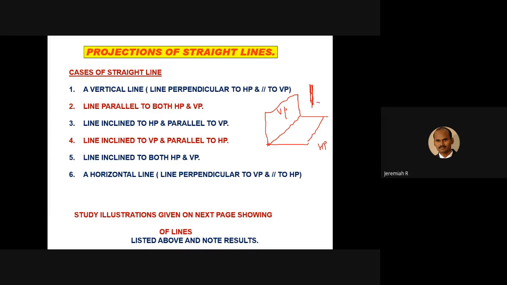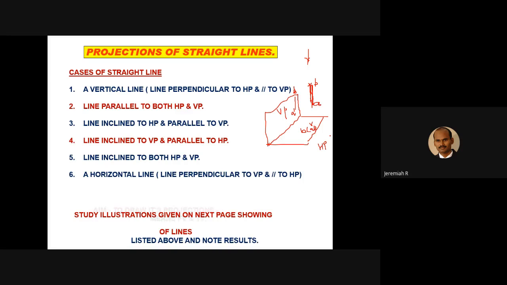We take points A, B. In the front view, what will you get? A dash, B dash, a straight line A dash B dash. In the top view, when you see from the top, only B is visible and you'll get a point. B is visible, but A is at the back side. A is not visible. If some points are not visible, you have to mention them in brackets, (A).